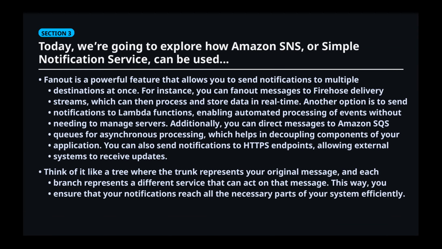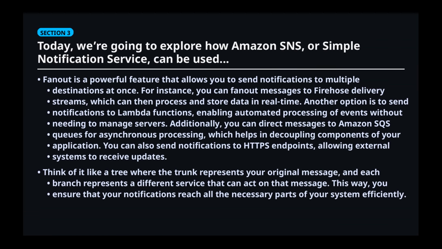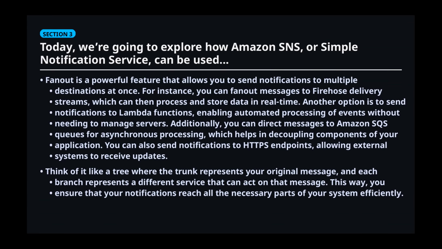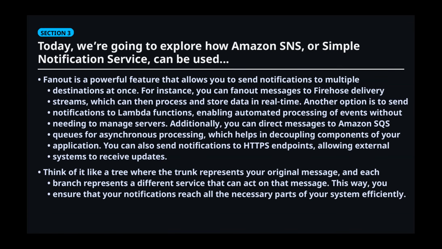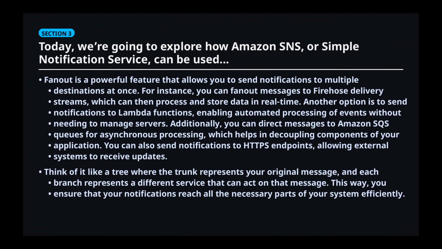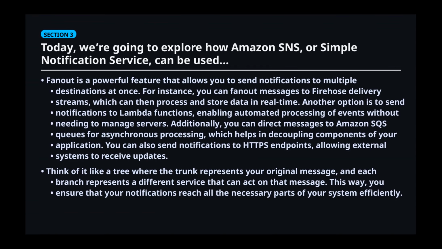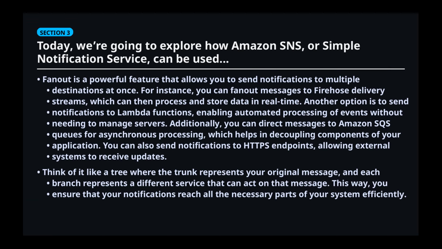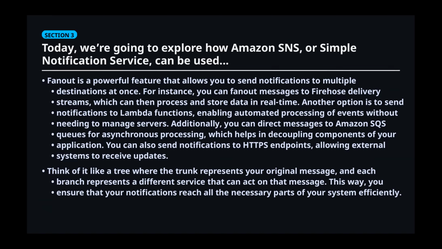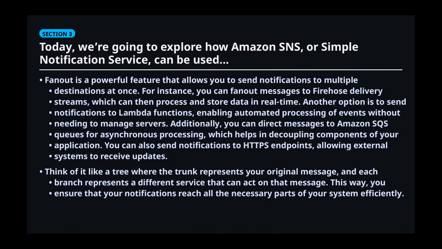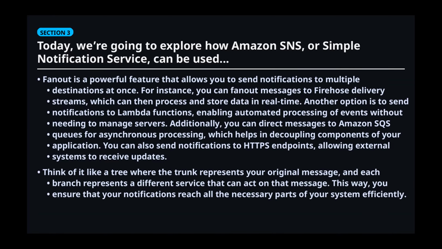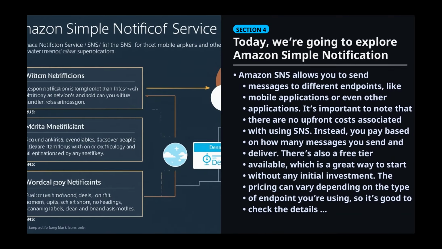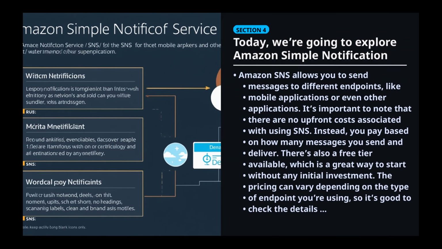Think of it like a tree where the trunk represents your original message, and each branch represents a different service that can act on that message. This way, you ensure that your notifications reach all the necessary parts of your system efficiently. In summary, Amazon SNS allows you to distribute notifications widely, enabling various services to respond to events in a flexible and efficient manner. Amazon SNS allows you to send messages to different endpoints, like mobile applications or even other applications.